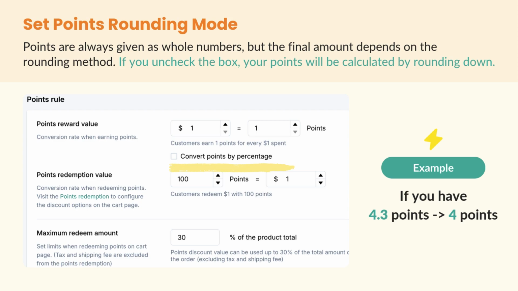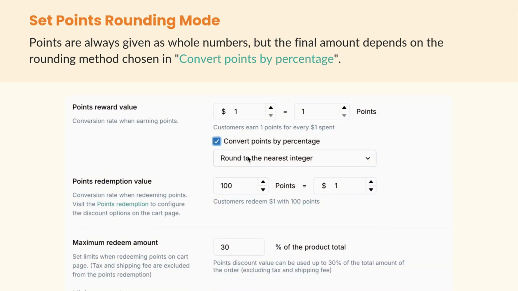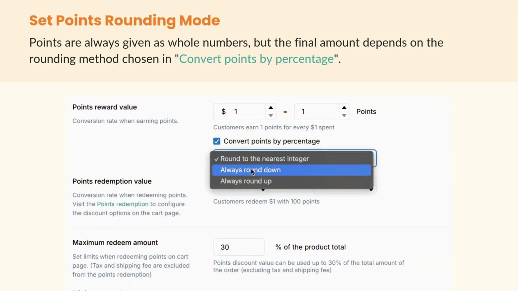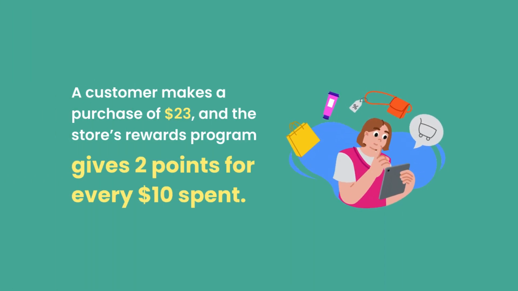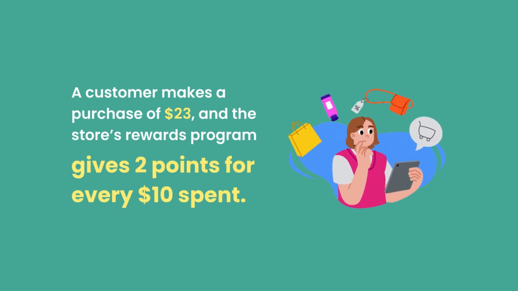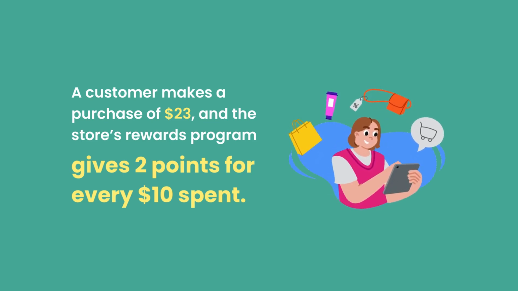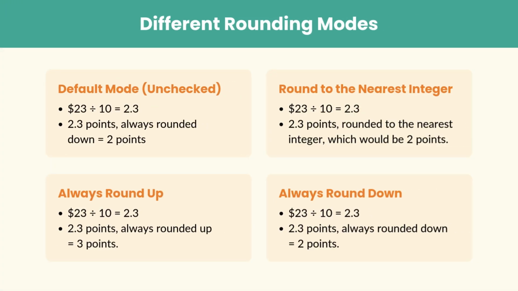Our points are always converted into whole numbers, but the final amount depends on the rounding method. If you choose to uncheck the box, points are going to be calculated as a whole number. However, if you choose to check the box, you will be presented with 3 different options. Let's say that a customer makes a purchase of $23 and the store's reward program gives 2 points for every $10 spent. So, this means the customer will receive 2.3 points, but there are 4 different rounding methods to handle this.